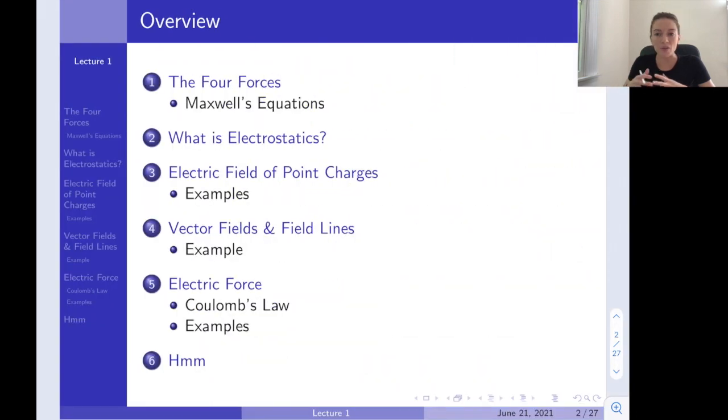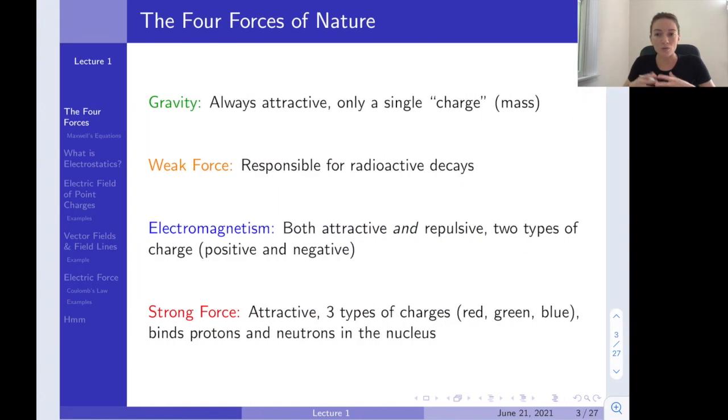So we're going to be starting with electrostatics, and we're going to see the electric field of a point charge and just a little bit of background about electromagnetism in general. So the first thing I want to start with is just an overview of the four fundamental forces, since this whole class is devoted to studying one of them. So the four fundamental forces in our universe are gravity, the weak force, electromagnetism, and the strong force. So every interaction, everything in our universe can be described by these four forces, basically.